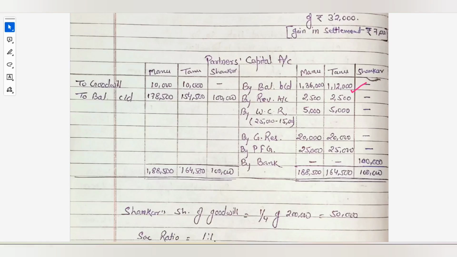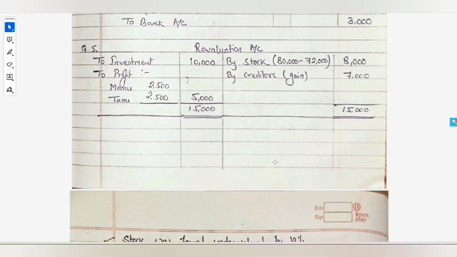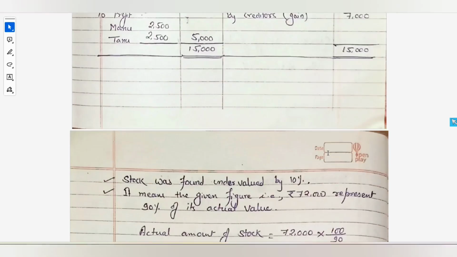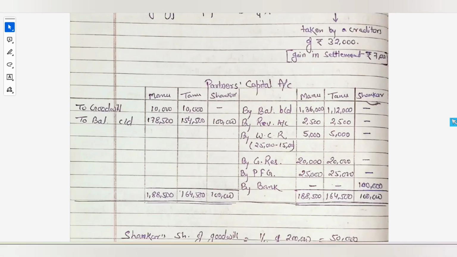Now the second step is to transfer the amount of gain or loss as a result of the revaluation account. Here it is written 2,500 to each partner as a part of the profit or gain of the revaluation account. So it will be transferred to the credit side as by revaluation. Within brackets we can write gain 2,500 to each partner. Now this is the second step.